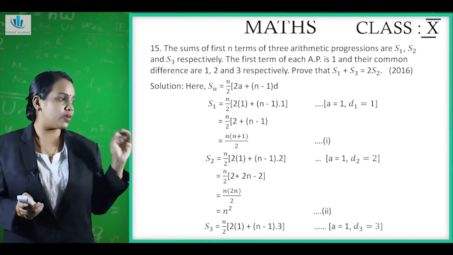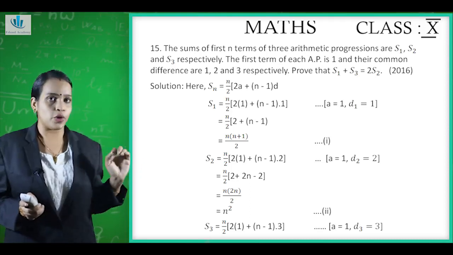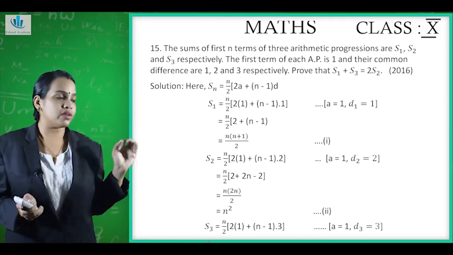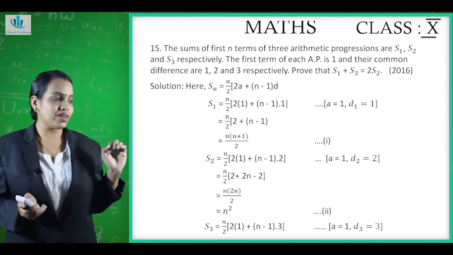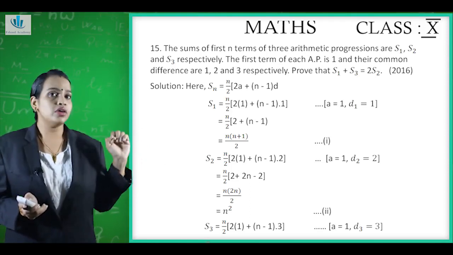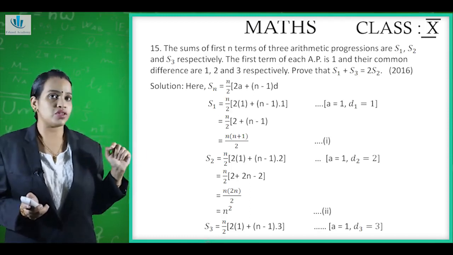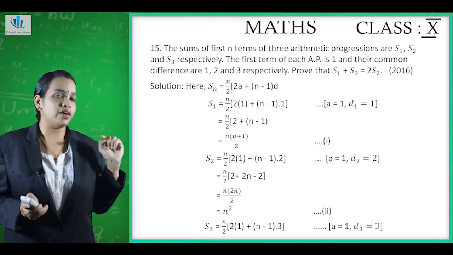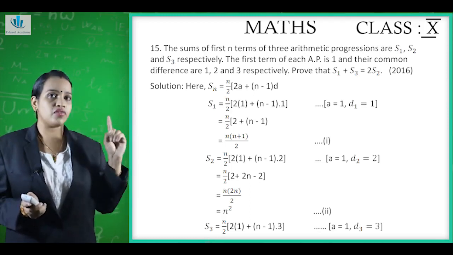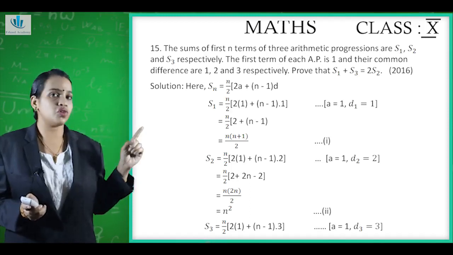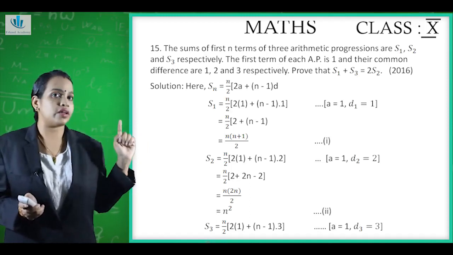Here we will write the formula of the sum, which is Sn is equal to n upon 2 into 2a plus n minus 1 into d. Now for S1, S1 is equal to n upon 2 into 2 times a, it is already given in the question that the first term of each AP is 1. So our a will be 1, plus n minus 1, and the common differences are 1, 2 and 3. The first common difference is 1, so we will put it as 1.